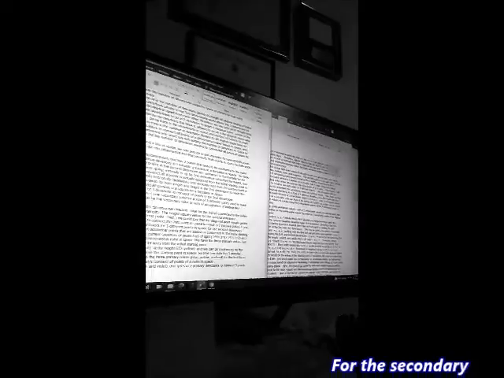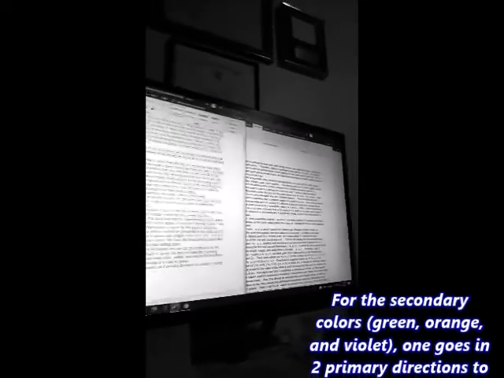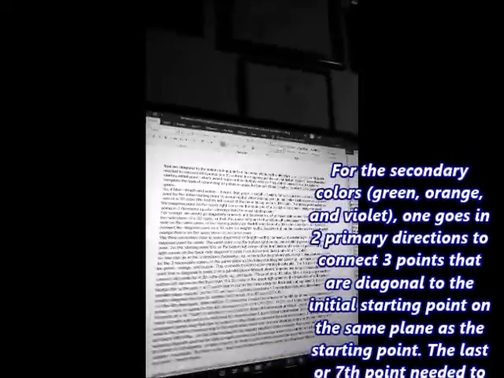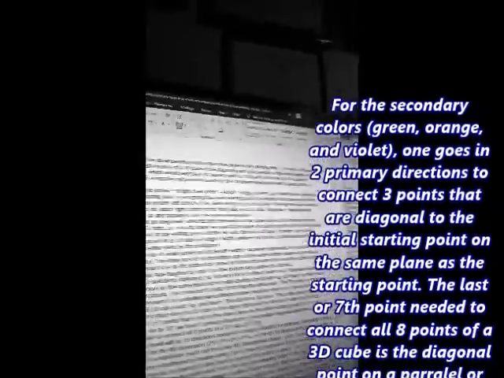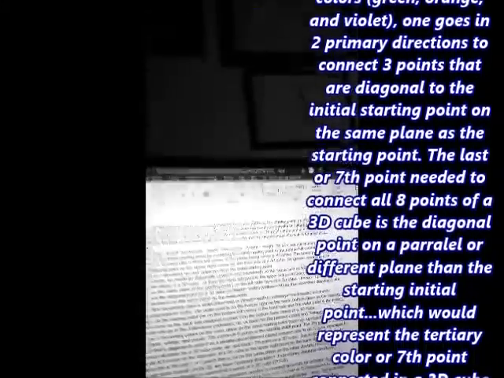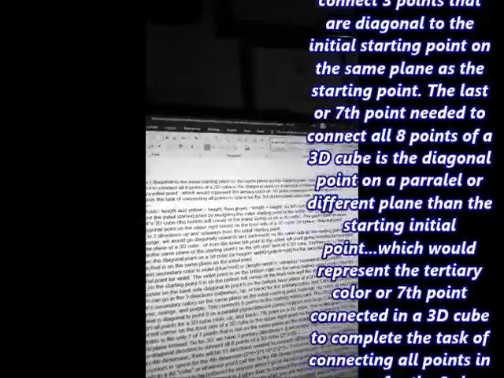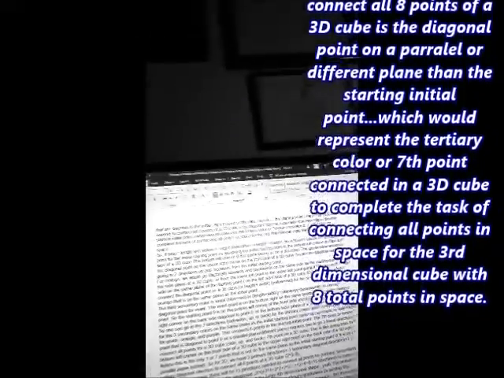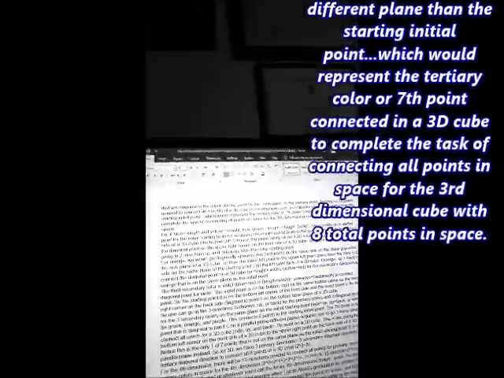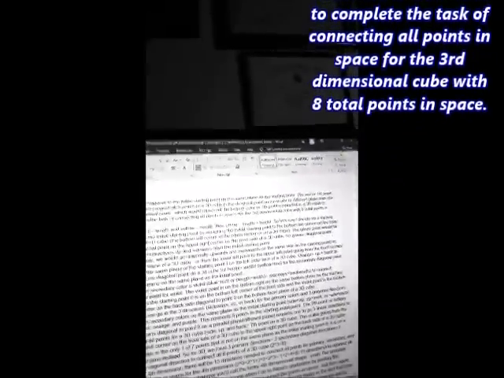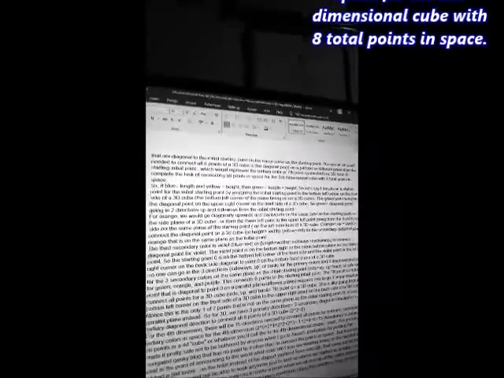For the secondary colors, green, orange, and violet, one goes in 2 primary directions to connect 3 points that are diagonal to the initial starting point, on the same plane as the starting point. The last or 7th point needed to connect all 8 points of a 3D cube is the diagonal point on a parallel or different plane than the initial starting point, which could represent the tertiary color or 7th point connected in a 3D cube, to complete the task of connecting all points in space for the third dimensional cube with 8 total points in space.